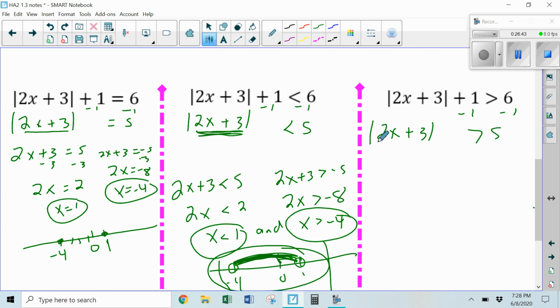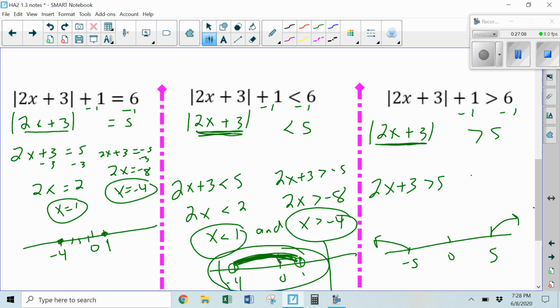Now this is isolated. This is greater than 5 away from 0. So think of a number line. This isn't my final number line. I want to be more than 5 away from 0. So 5 and numbers bigger, or -5 and numbers smaller. Those are more than 5 away from 0.